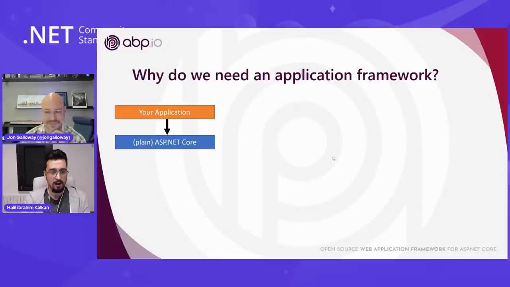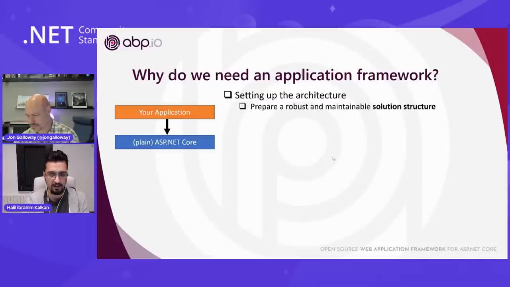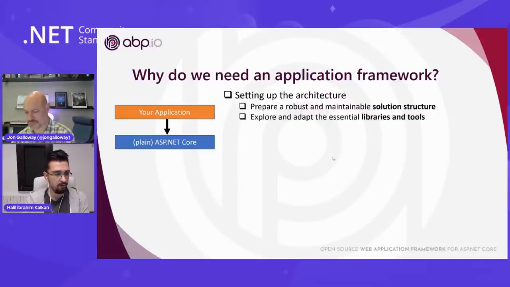Okay, when you create a new project with plain ASP.NET Core, if you are creating a serious project, you will build a lot of infrastructure on top of that empty solution. First of all, you should decide the architecture. You should prepare a solution structure. Maybe you want to apply layered architecture with domain-driven design or another development style. So you should care about that. Then you should explore and adopt the libraries and essential tools you want to use on this project.